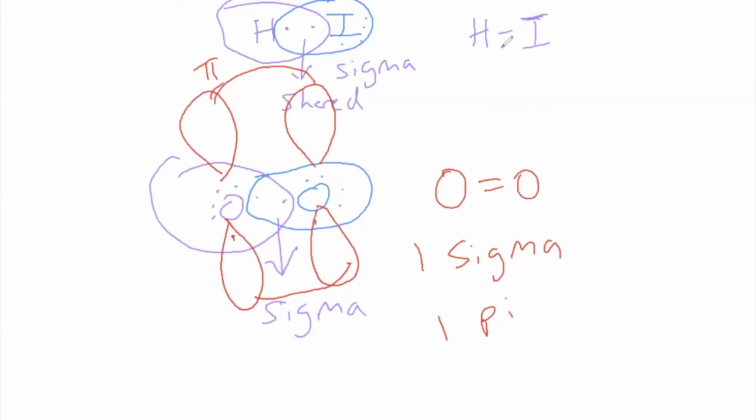Just know that in a single bond, it's always 1 sigma. In a double bond, it's always 1 sigma and 1 pi. In a triple bond, it's 1 sigma and 2 pi. And that's all you have to know.